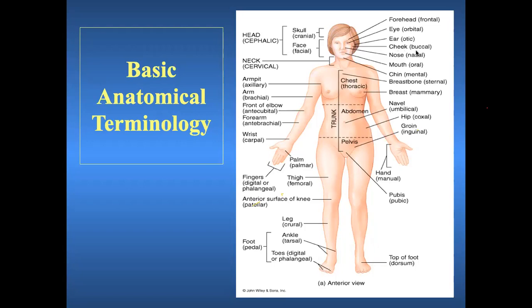Please pronounce these again and again. Cheek, buccal region. Nose, nasal region. We have nasal blood vessels, nasal plexus of nerves, nasal apertures. Mouth, oral cavity. Any structures related to the oral cavity, we have oral blood vessels, nerve structures, muscles around the mouth. All start with oral.